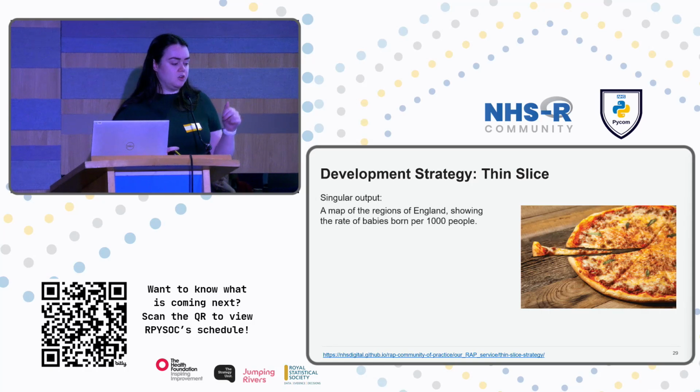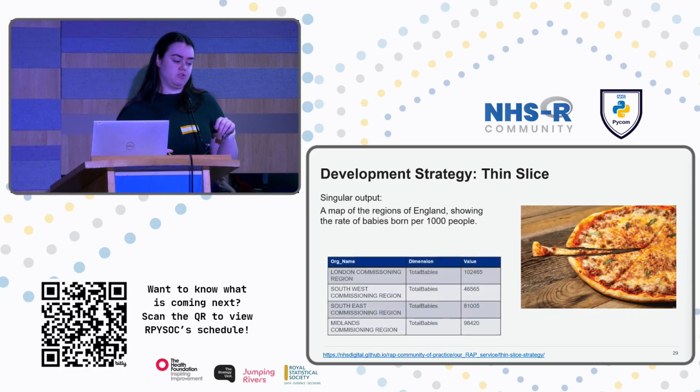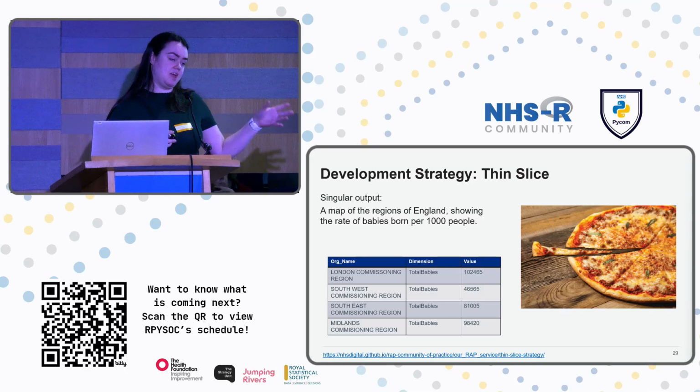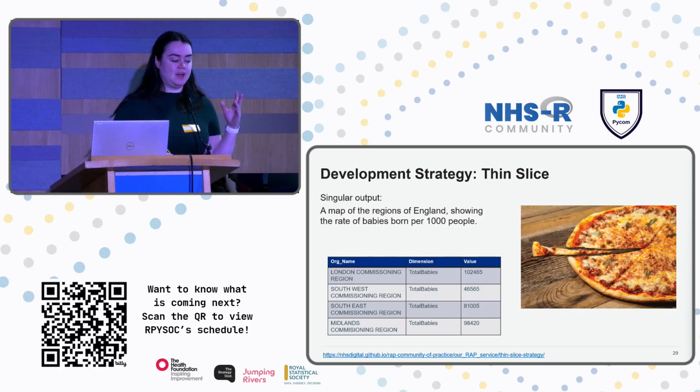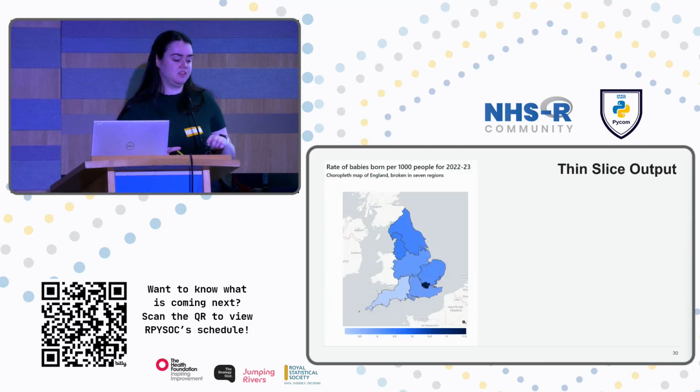So I chose my singular output to be a map of the regions of England showing the rate of babies born per 1,000 people, and this was the data that I had. You can see here it's just value, it's not actual rate, so I had to go and find the population for that area of England at that time and do some magic in order to manipulate that, join it together, get the rate, use geopandas to get it put on a map. But after a lot of effort, I got this, which was my thin slice output.